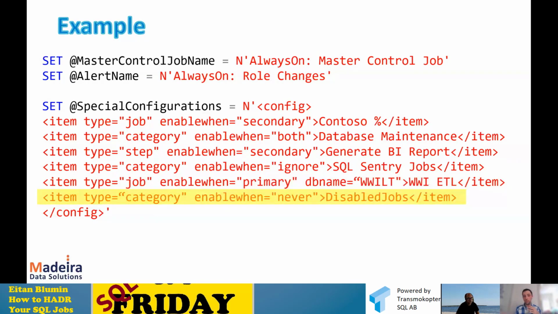And also I have a rule that says all jobs that belong to category called, let's say, disabled jobs, enable when never. So this is a way for the master control job to enforce a set of jobs to always be disabled. So you could say that this is like the opposite of enable when both. Not exactly when you consider how enable when ignore factors into this, but I hope you get the idea. So this is a way for you to enforce certain jobs to always be disabled, regardless of the database role.